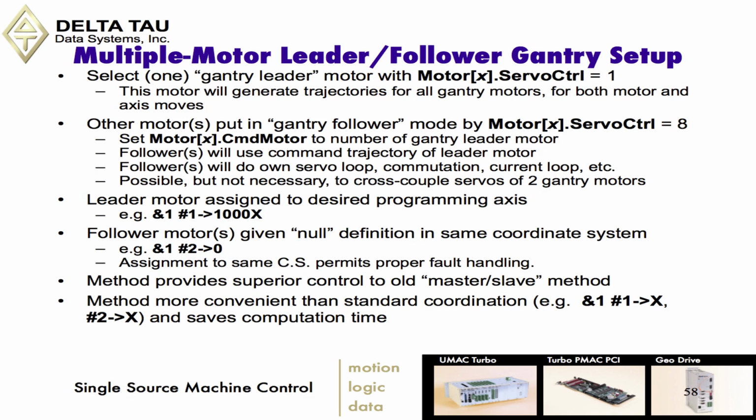So this is much better than the old master-slave method of doing a gantry axis. And it's a lot more convenient than setting up two motors in the same coordinate system with the same axis name, because your gantry only works during a motion program, doesn't work during a jog move. So with the multiple motor leader follower gantry setup, it also works with jog moves. And you can have multiple follower motors.